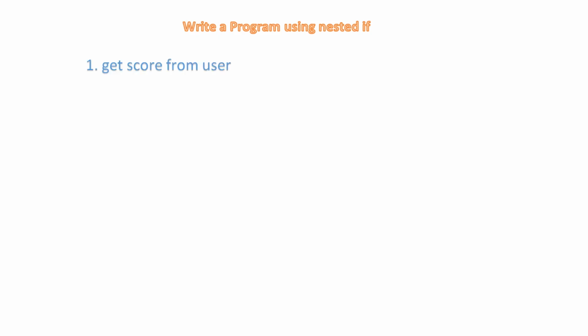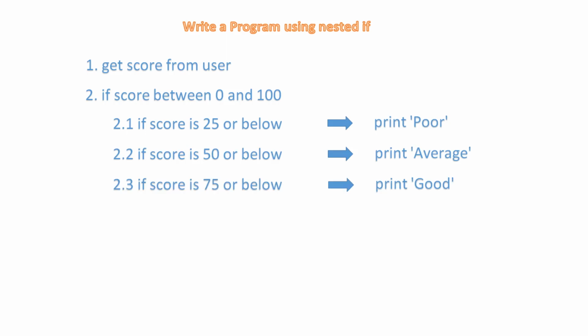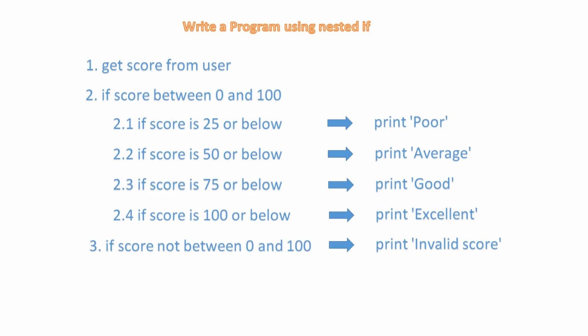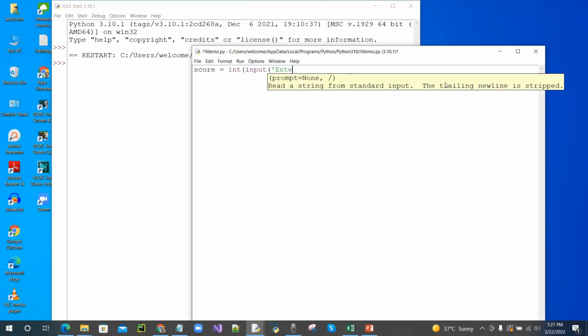Step 1 is to get score as input from the user. If score is between 0 and 100, only then it will reach the inner if statement. If score is 25 or below, then print poor. If score is 50 or below, then print average. If score is 75 or below, then print good. If score is 100 or below, then print excellent. If score is not between 0 and 100, then print invalid score. This line will get score as input from the user.